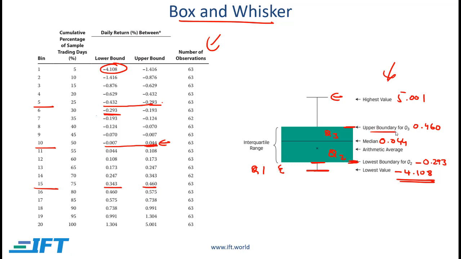The upper boundary for the third quartile is 0.460. So our third quartile ends over here. So this is the highest number for our third quartile, 0.460. And then our highest number is over here, 5.001. So this is our box and whisker chart. Now, as I mentioned, there are other ways of presenting this data, and if something like this shows up on the exam, you will be given the specification, and then you just need to use common sense. Here I have shown you the most popular way of coming up with a box and whisker chart.